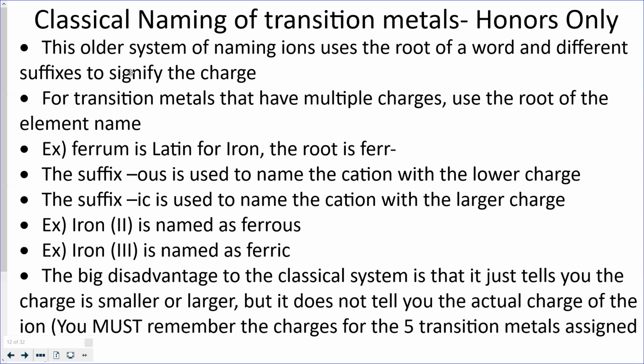The big disadvantage of the classical system is that it tells you that the charge is the higher one or lower one, but it does not tell you what the charge actually is. So you have to remember the charges for these transition metals. So you guys are going to have 5 that you are responsible for. Iron is your first one. So you need to remember that iron can be a +2 or a +3. So it will be ferrous or ferric. And let's look at the other 4 that you're going to be responsible for.